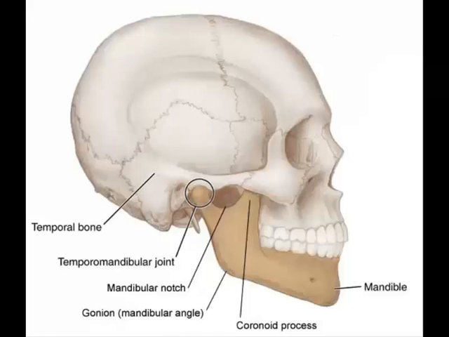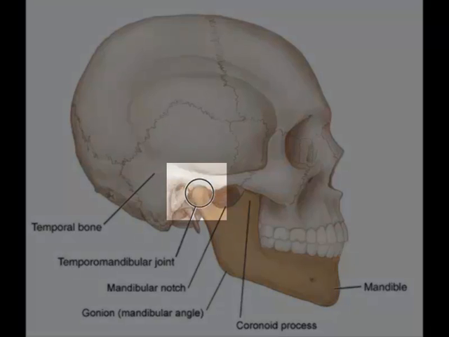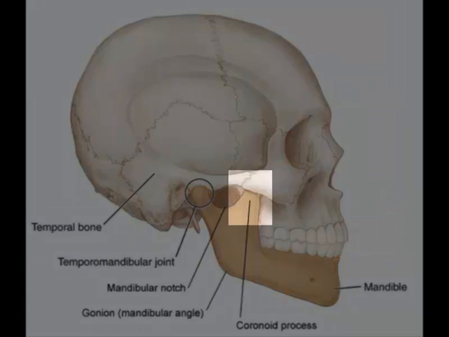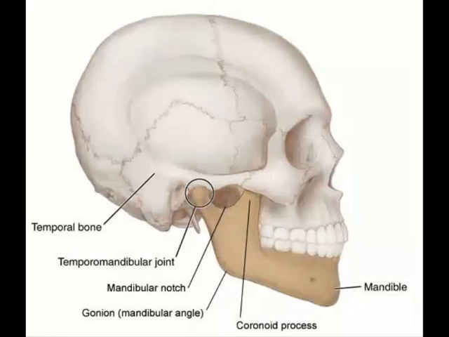The superior aspect of the rami features two prominent processes. The posterior process is termed the mandibular condyle, which is rounded and articulates with the mandibular fossa of the temporal bone to form the TMJ. The anterior process is termed the coronoid process and is more pointed. Between the two processes is a curved depression called the mandibular notch.